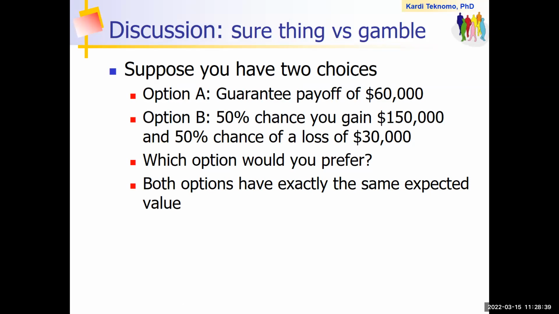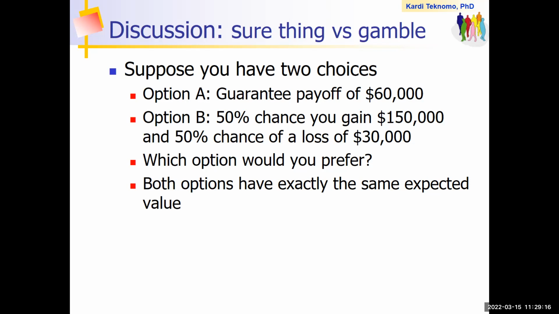You already learned decision under risk, right? So suppose you have two choices. Option A, you're guaranteed to get the payoff of $60,000. In option B, there's a 50-50 chance: 50% chance you gain $150,000, and 50% chance you will get a loss of $30,000. So the question to you is, which option will you prefer?